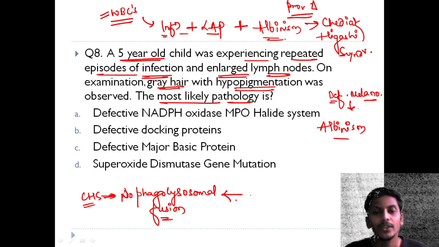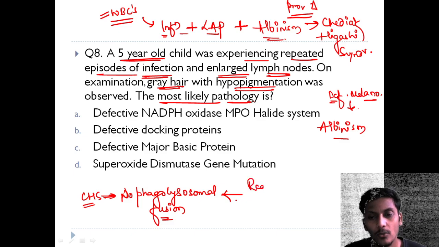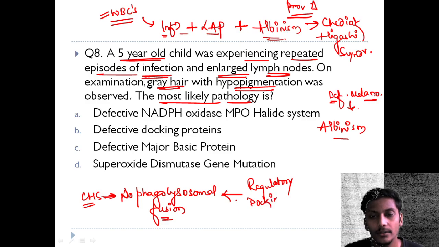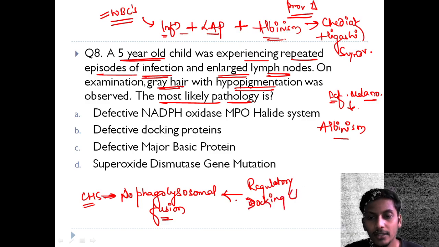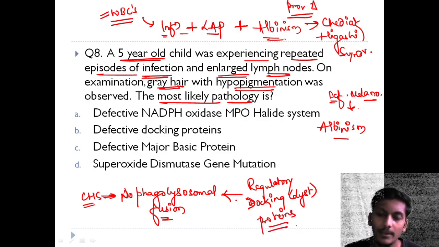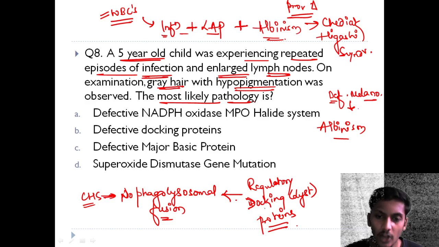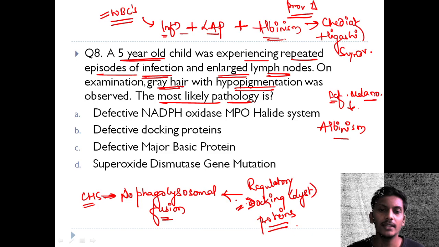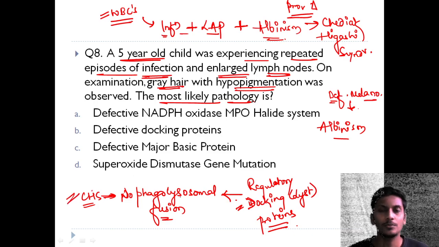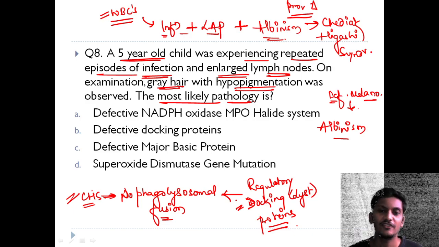Please remember, usually phagolysosomal fusion is the responsibility of some regulatory proteins. And what are these regulatory proteins known as? These regulatory proteins are known as docking proteins, or LYST proteins, which are encoded by the LYST gene, right? If the LYST gene undergoes mutation, or if these docking or LYST proteins are defective, any of this can lead to Chediak-Higashi syndrome, where there would be no phagolysosomal fusion, and therefore the WBCs cannot act properly, leading to repeated bouts of infection in this child.